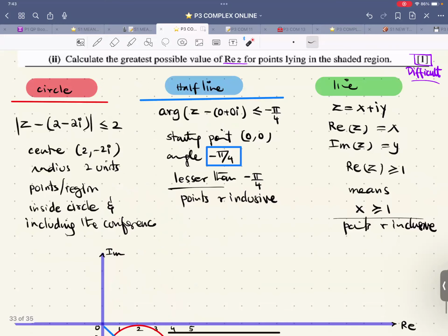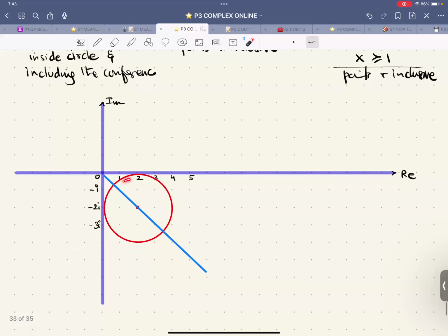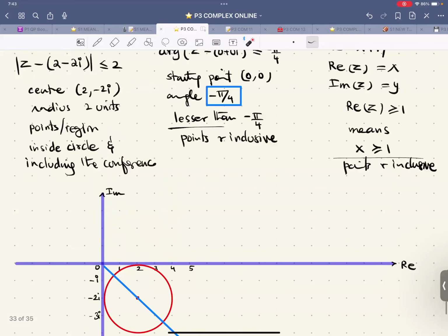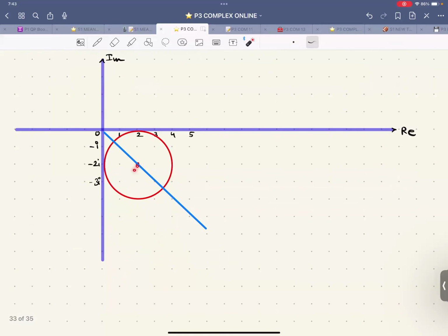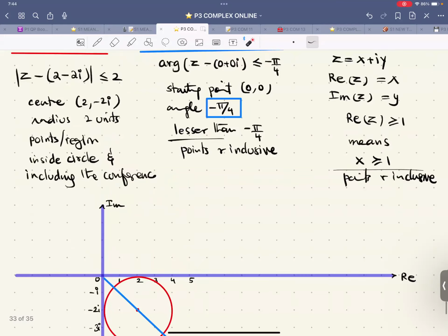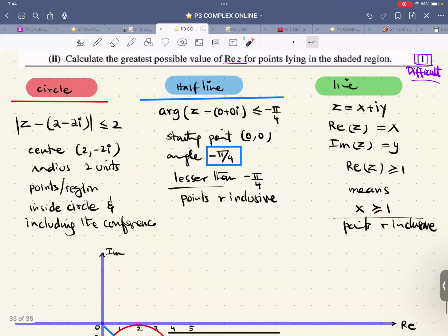Now, if I focus on these two, it's inside the circle, but the angle is less than negative pi by 4. So this is negative 45, negative 50, negative 60, negative 70, negative 80, in degrees, and all these things are increasing. So basically, we are focusing on this region. But wait a minute, there is also a third one.